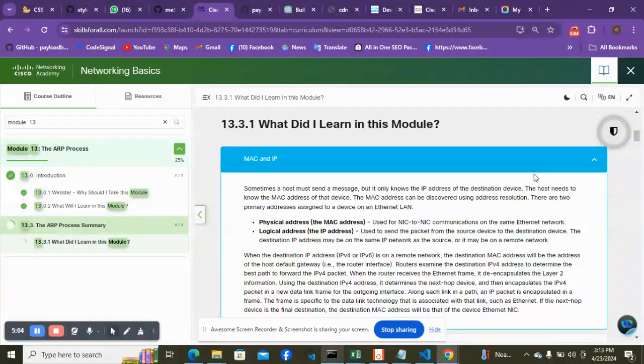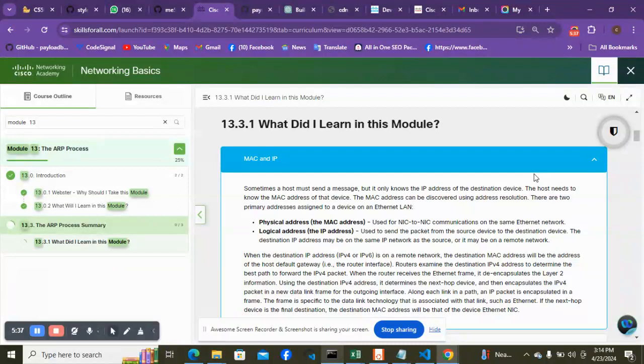It says when the destination IP, IPv4 or IPv6, is on a remote network, the destination MAC address will be the address of the host default gateway. That is the router interface. So routers examine the destination IPv4 address to determine the best path to forward the IPv4 packet. When the router receives the Ethernet frame, it de-encapsulates the layer 2 information. Using the destination IPv4 address, it determines the next hop device and then encapsulates the IPv4 packet in a new data link frame for the outgoing interface.